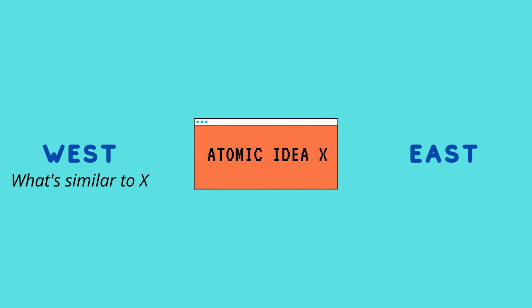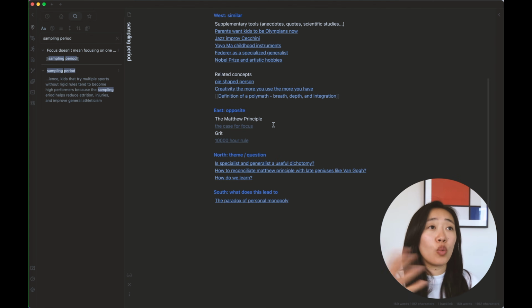Then going east, similarly, right, thinking about the opposites. What does the sampling period go against? Well, I think it's the general theme of we should be focusing. We should have grit. We should, you know, not be so scatterbrained. There's the Matthew principle, the case for focus, grit, 10,000 hour rule.